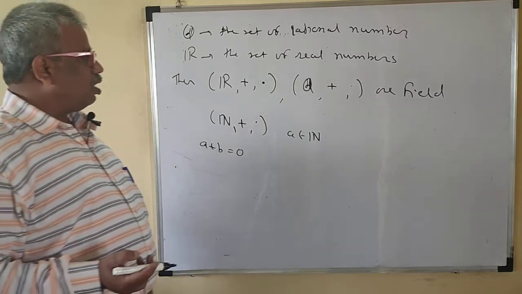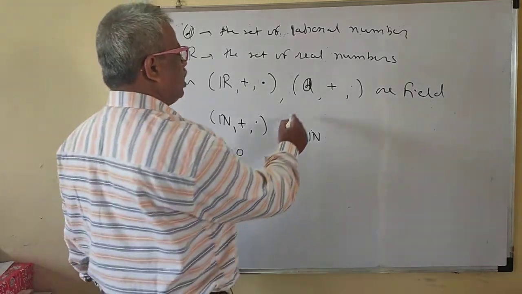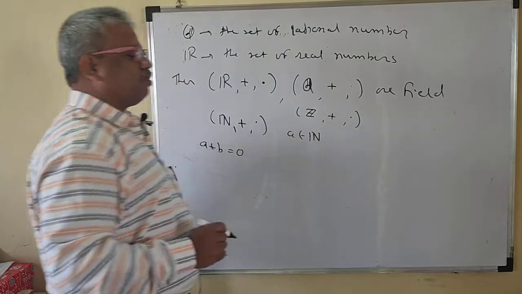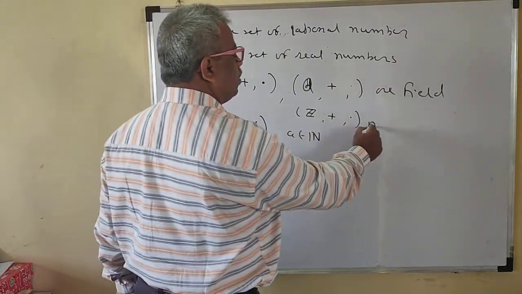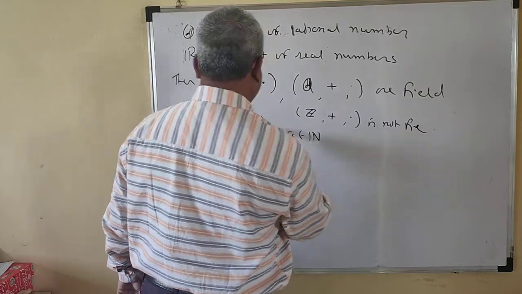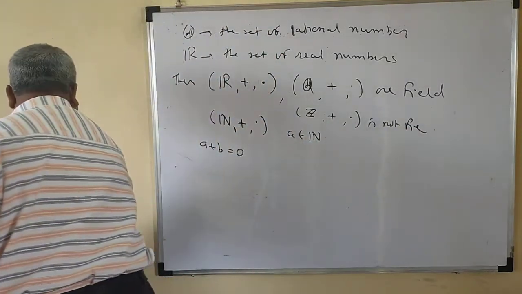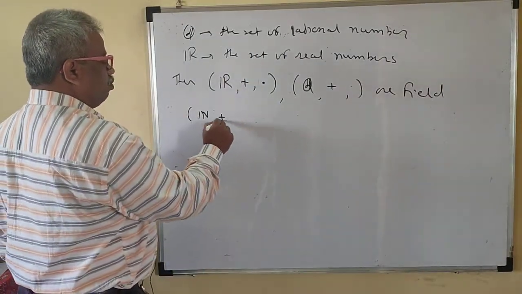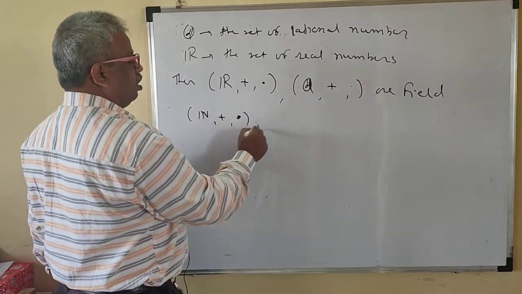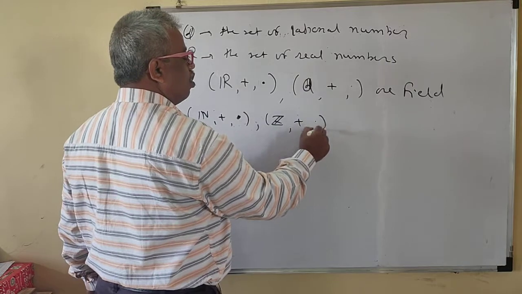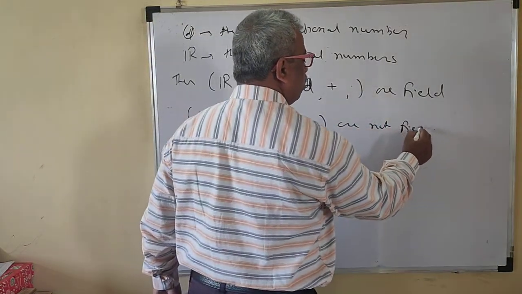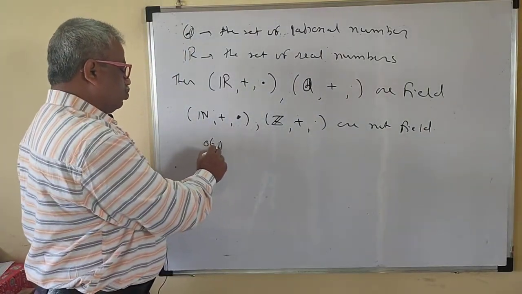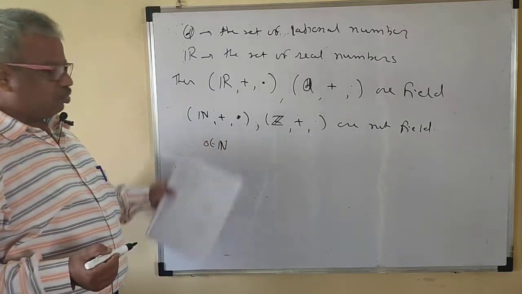So does it hold for Z, the set of integers? For the set of integers, this is not a field. So natural numbers with plus, dot, and Z with plus, dot are not fields. Here for the natural numbers the additive identity does not exist, because 0 does not belong here. Therefore it is not.